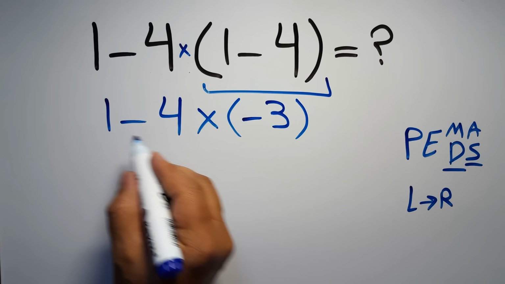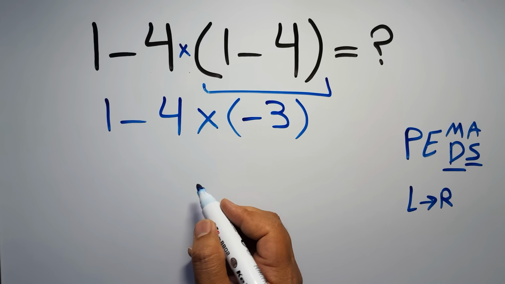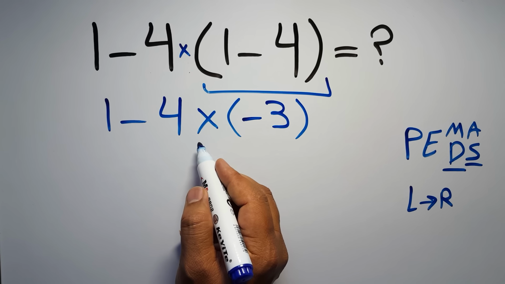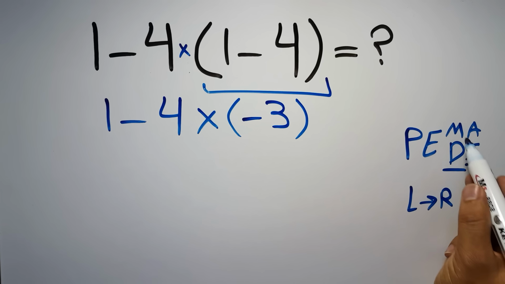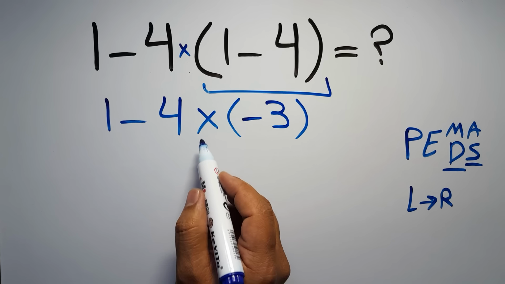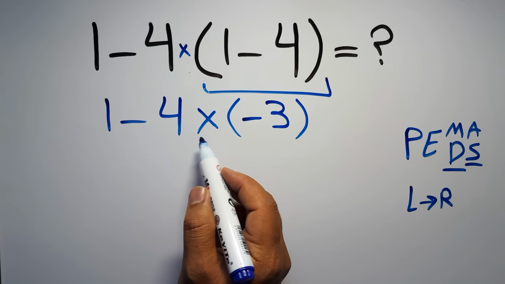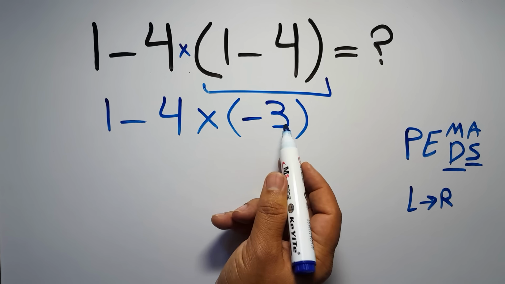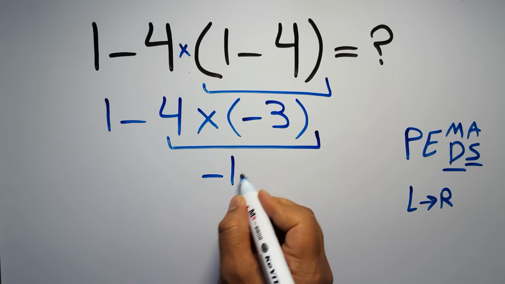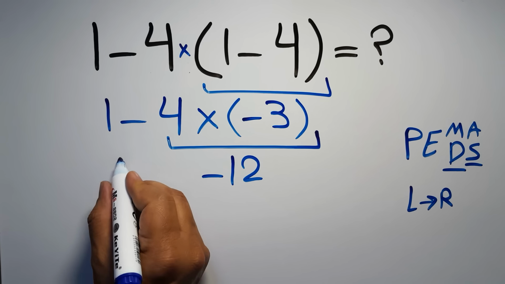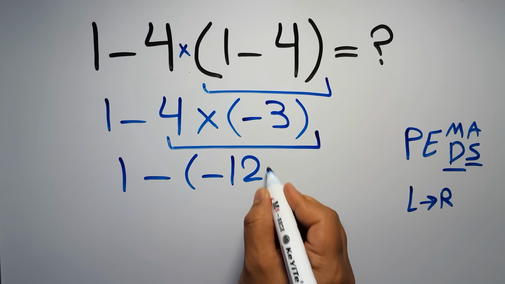Now we have one subtraction and one multiplication. According to the PEMDAS, multiplication has higher priority than subtraction, because multiplication comes before subtraction. So here first we have to do this multiplication. 4 times negative 3 gives us negative 12. So we have 1 minus negative 12.